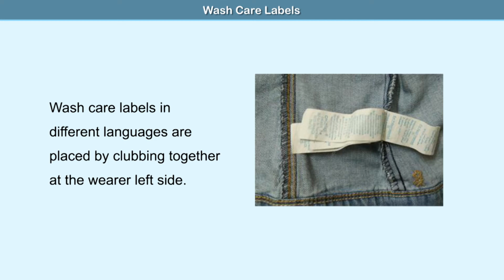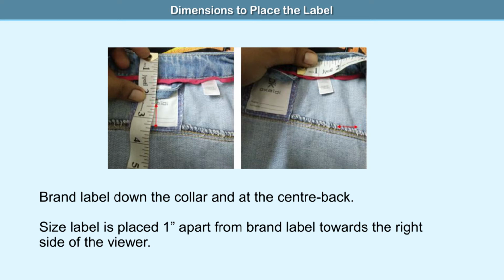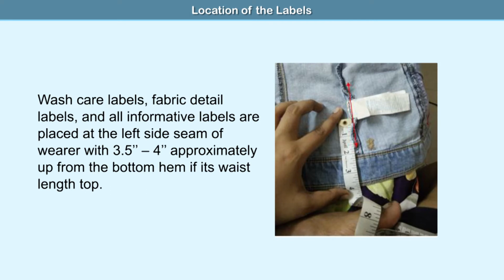Next label is wash care labels in different languages, which are placed together at the wearer's left side. Next label, the brand label, is down the collar at the center back. The size label is placed 1 inch apart from the brand label towards the right side of the viewer. The wash care labels, fabric detail labels and all informative labels are placed at the left side seam of the wearer, approximately 3.5 to 4 inches up from the bottom hem if it's a waist length top.